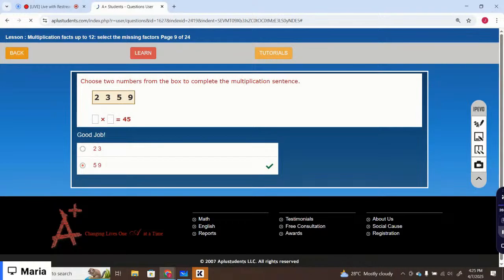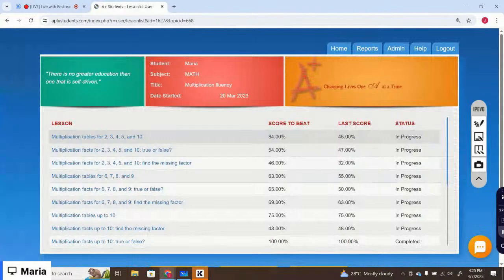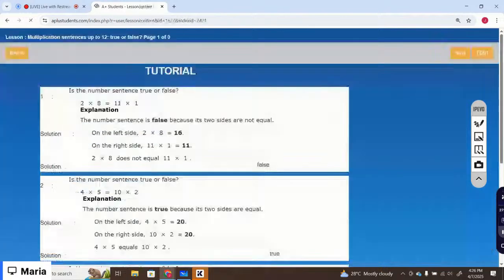Okay, you can complete the lesson by yourself later today. Let me just move on to the next lesson. My next lesson is multiplication sentences up to 12, true or false. Let's just start with the test questions.